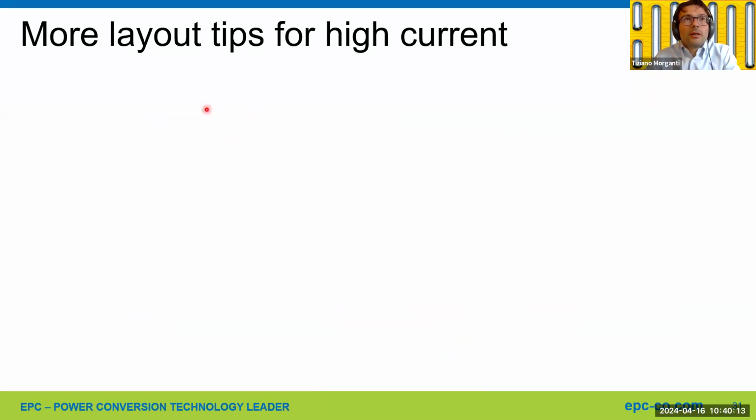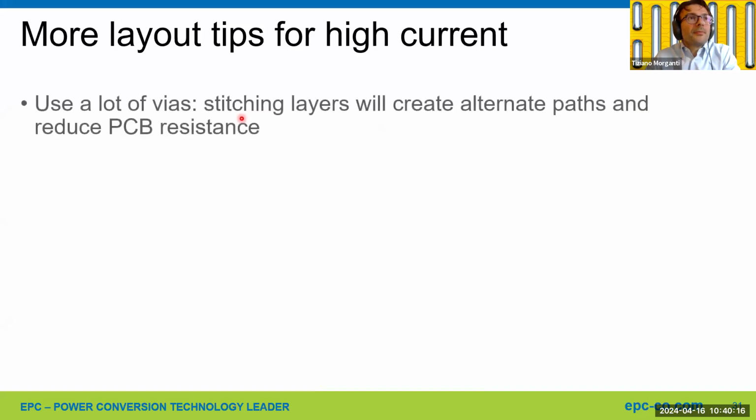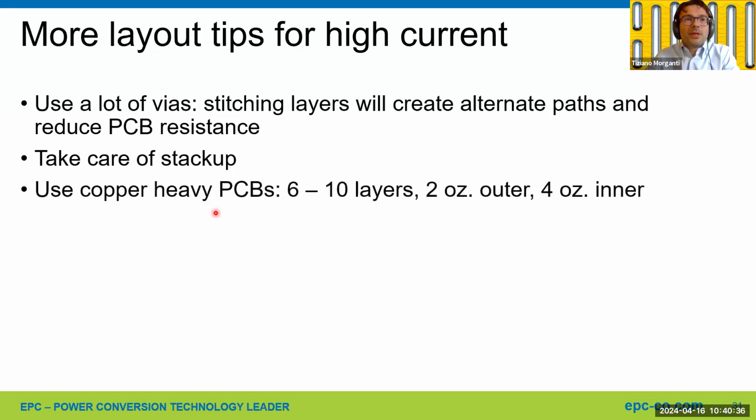More layout for high current designs. So recommendation is to use a lot of vias. Stitching layers between them will allow the current to take alternate paths, and we reduce the overall PCB resistance. You need to take care of stack up. So usually heavy copper PCBs are used between, let's say, 6 and 10 layers, most likely 2 ounce in the outer layers and 4 ounce in the inner layers.